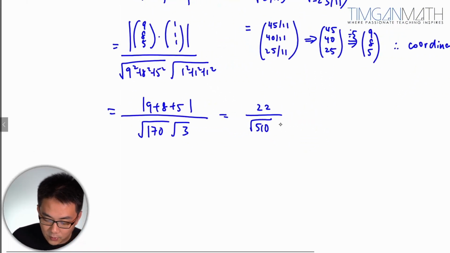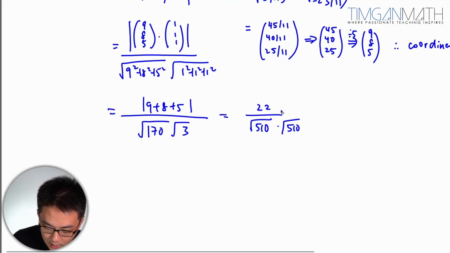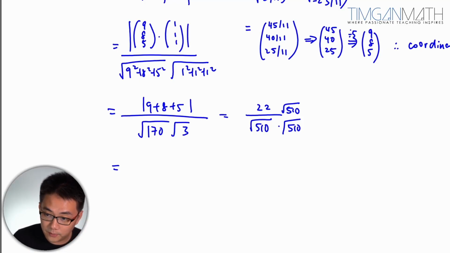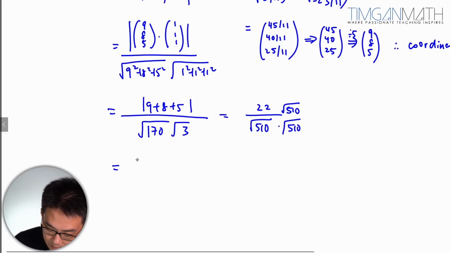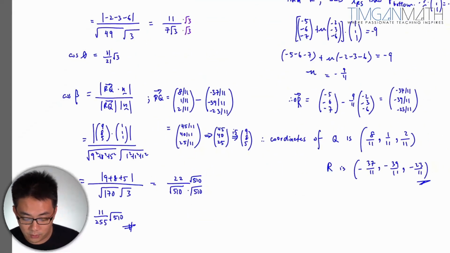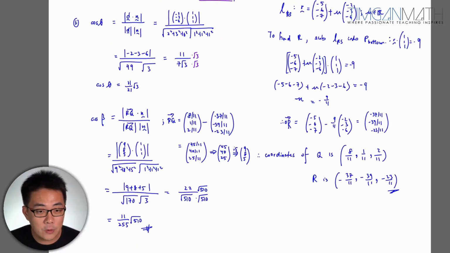If you want to rationalize it, you could just rationalize it. This will be 22 over 510, which will be 11 over 255 root 510. So this is how we do this question proficiently. But they never ask for the exact value. I guess you can just leave it in 3SF.